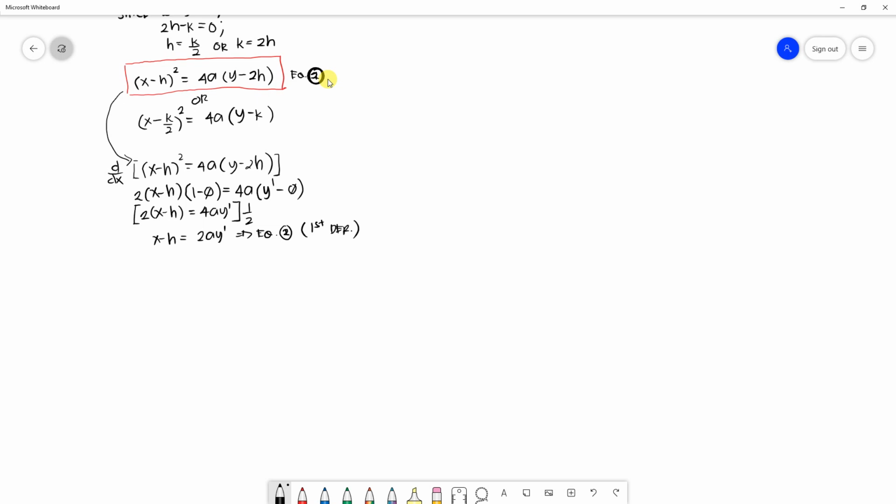Okay, getting the second derivative. We have x minus h is equal to 2a y prime. Kunin ko yung second derivative niya, d over dx again. So the derivative of x is 1, h is 0, 2a is constant, and the derivative of y prime is y double prime. Okay, so this is our second derivative: 1 is equal to 2a y double prime, or y double prime is equal to 1 over 2a. So this is our equation 3 for the second derivative.